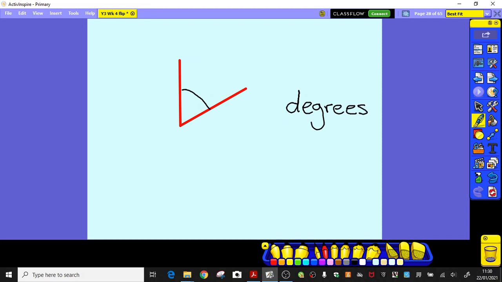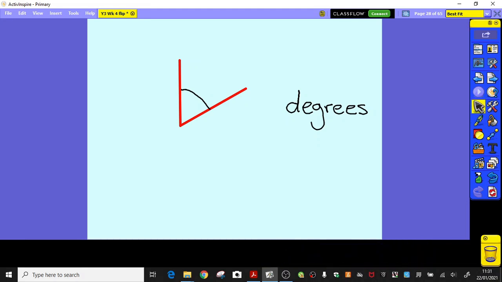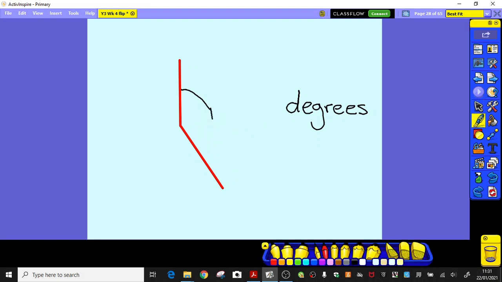Don't need to worry about that too much at the moment, but when we talk about angles, you'll often hear people talking about degrees. So, if I go back to my lines, I've made an angle there. Ooh, that's not quite what I wanted to happen. If I turn it some more, I've made a bigger angle. So the angle measures how far of a turn the lines have made.